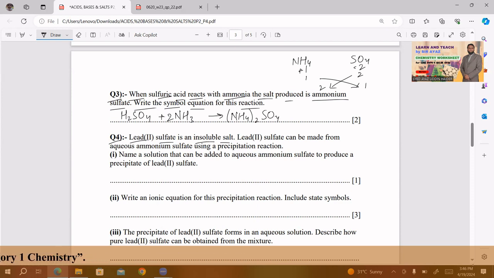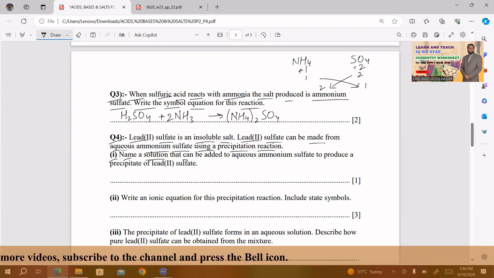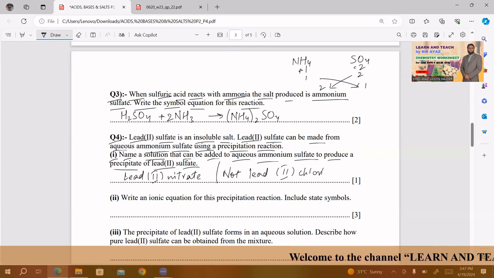Question number 4. Lead(II) sulfate is an insoluble salt. Lead(II) sulfate can be made from aqueous ammonium sulfate using a precipitation reaction. Number 1. Name a solution that can be added to aqueous ammonium sulfate to produce a precipitate of lead(II) sulfate. You can take a soluble salt of lead. It must be lead(II) nitrate. Not lead(II) chloride because it's insoluble.